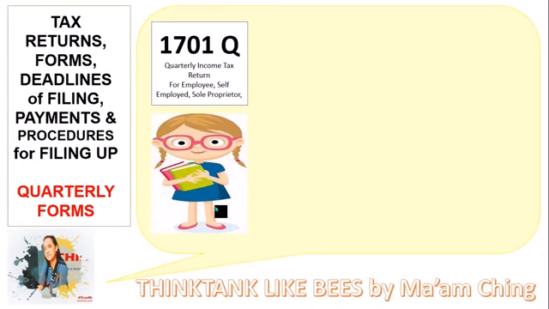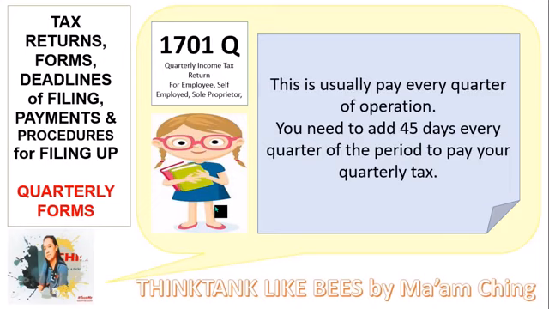So what are the quarterly forms? First, we have the 1701Q, or quarterly income tax return for employee, self-employed, and sole proprietor. This is usually paid every quarter of operation. You need to add at least 45 days after every quarter of the period to pay your quarterly tax. For example, the first quarter is January to March. At the end of March, you add 45 days, so you need to pay it on May 15.